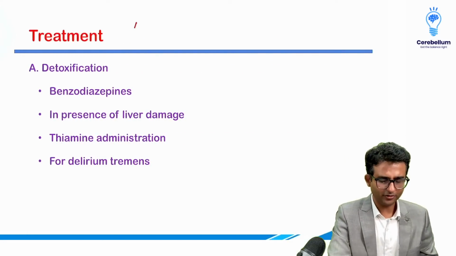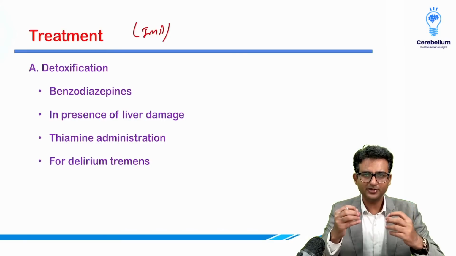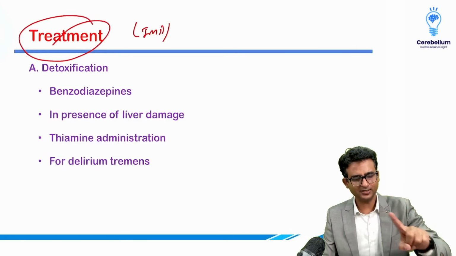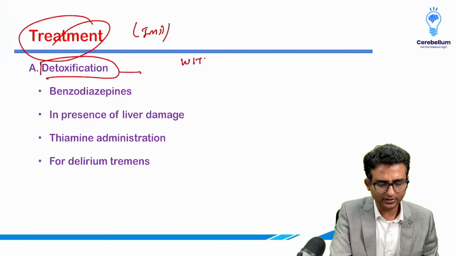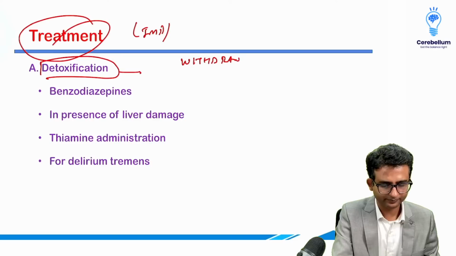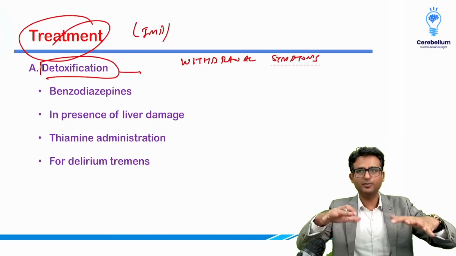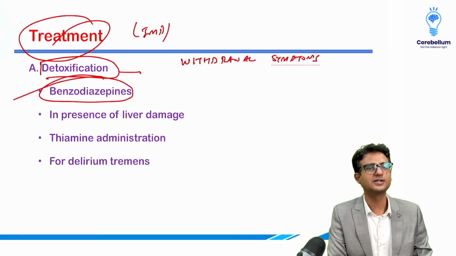Alright, again an important topic. What is the treatment of alcohol? See, whenever a patient comes to you with any substance abuse, say alcohol, the first step is detoxification. In detoxification, what do you do? You basically take care of withdrawal symptoms. The patient has stopped taking alcohol, now is coming to you with tremors, right? What will you do? You will give benzodiazepines.